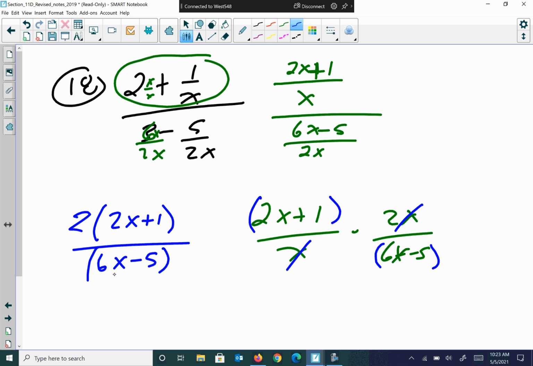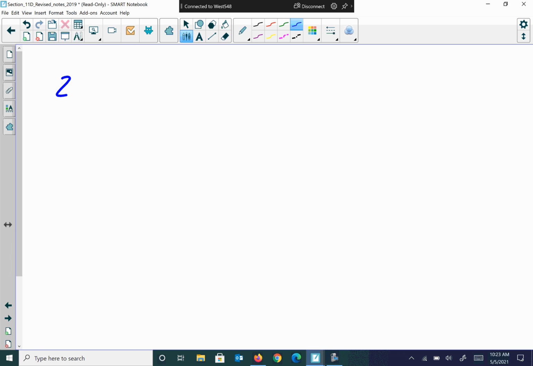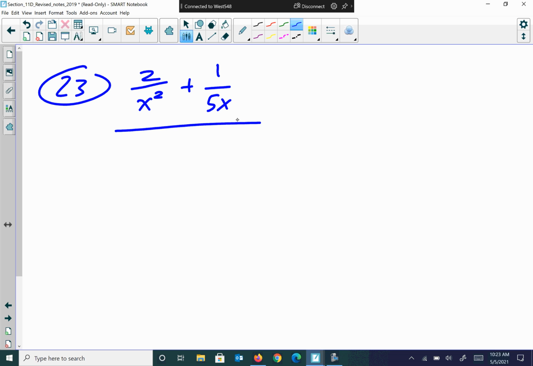2, 3. Number 23: 2 over x squared plus 5, oops, 1 over 5x, all over 3 over x minus 1 minus 5 over x squared minus 1.